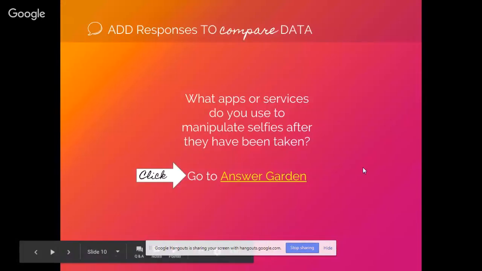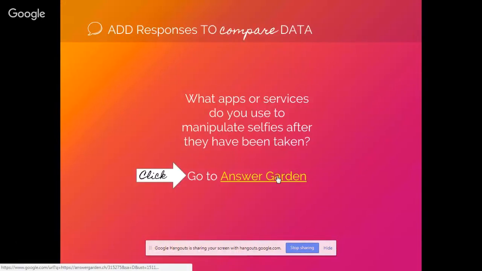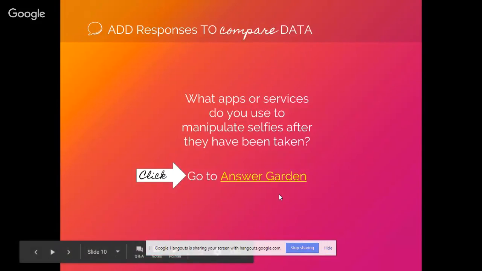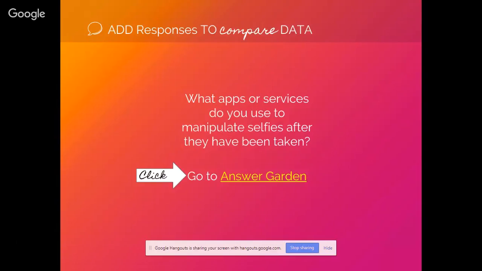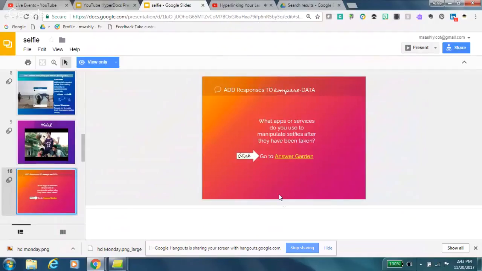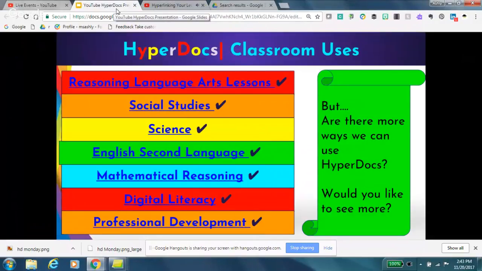But you see, the Answer Garden is another great collaborative tool that you can use. It is similar to Padlet, except it's shorter answers. So you kind of want to keep that in mind. If I want a longer discussion, I use Padlet, but Answer Garden is good for short, simple questions, or if you're just looking for one-word answers.